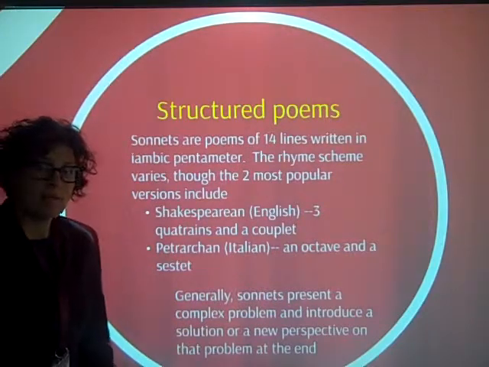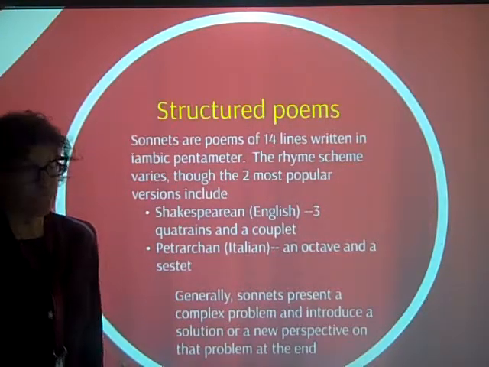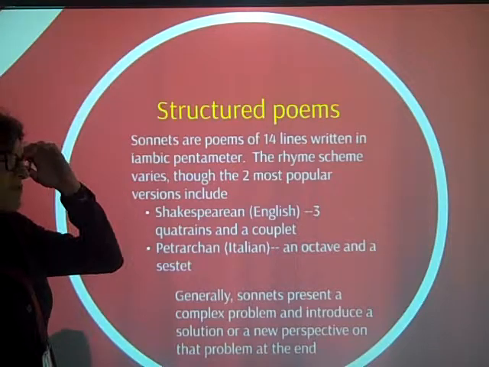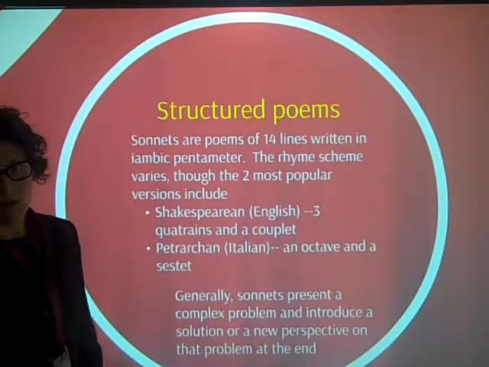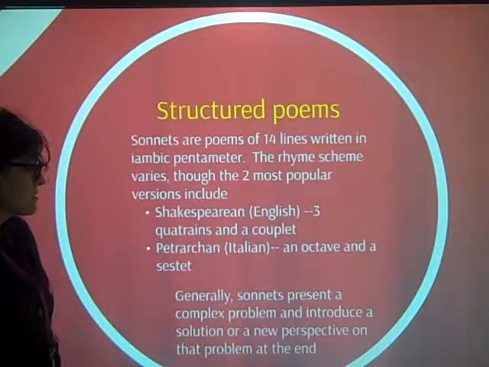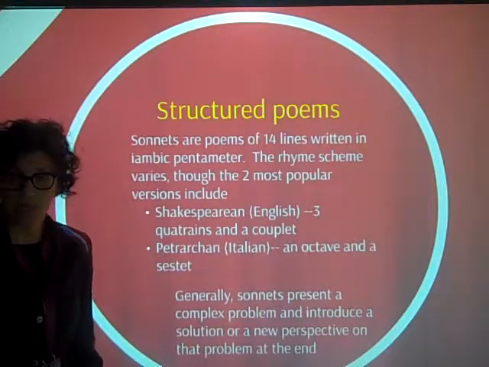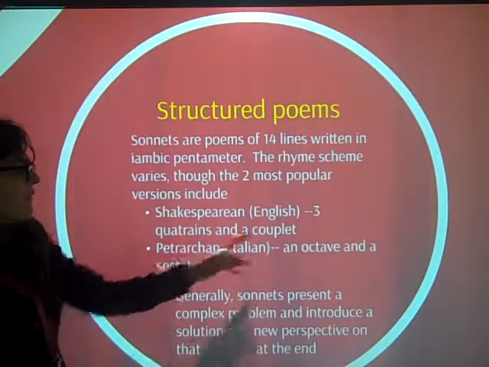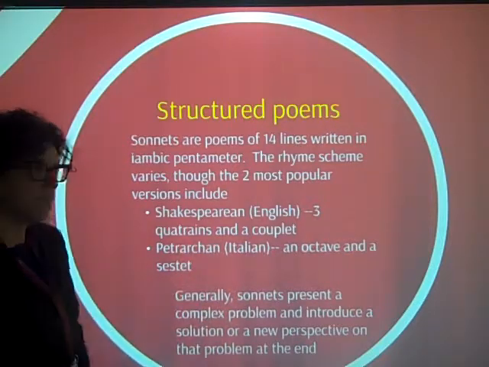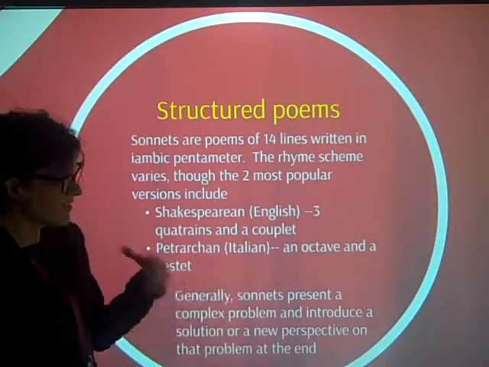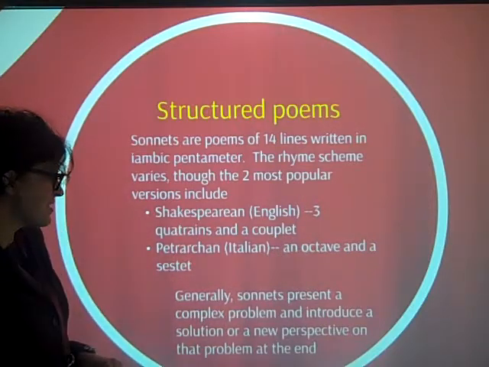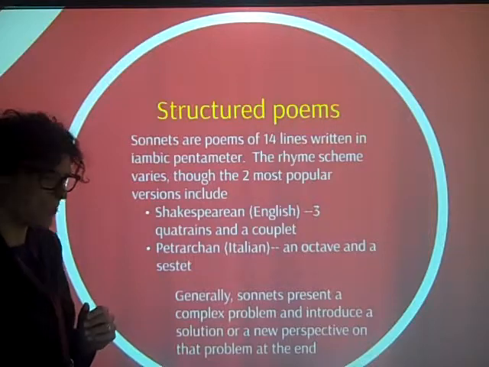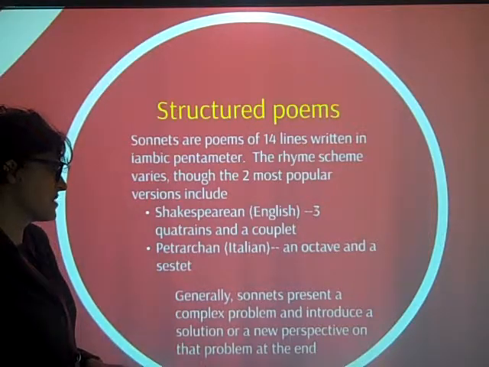One of the most famous types of structured poetry is called a sonnet. A sonnet is always 14 lines written in iambic pentameter, but the rhyme scheme can vary. The 2 most popular types are Shakespearean sonnets, or English sonnets, which involve 3 quatrains and a couplet, or Petrarchan, named for an Italian poet. He used an octave and a sestet, and that formula withstood the test of time.